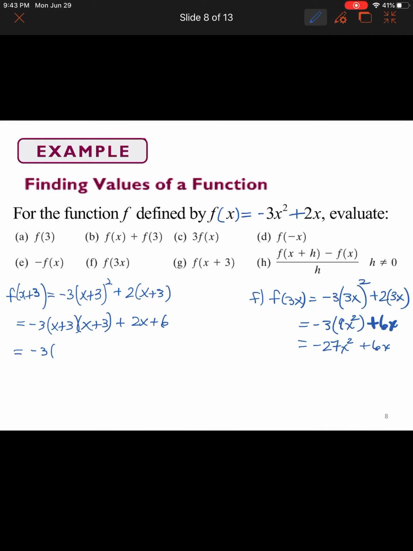If you want to go ahead and do your box or whatever it is that you do to distribute those binomials, you're going to go ahead and distribute those, and you get x squared plus 6x plus 9 plus 2x plus 6 equals negative 3x squared minus 18x minus 27.